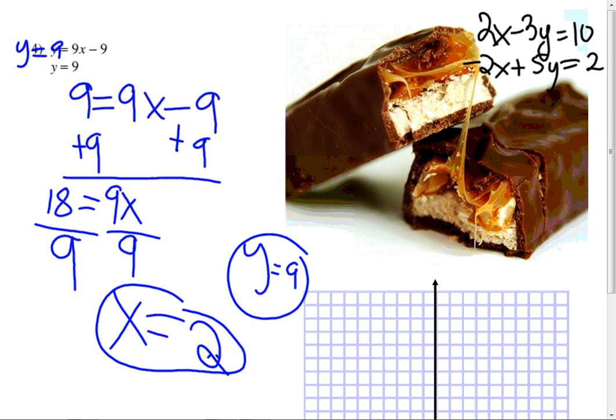But what would I do if I had this, Merdice? I don't want to do substitution because what happens if I just add those? What happens to x's? That's what we just did. They canceled. So what would I get? 2y equals 12. So what would y equal? 6. So it depends on what you're given as to what method is better. When they're given in this form, I'd rather use that one.